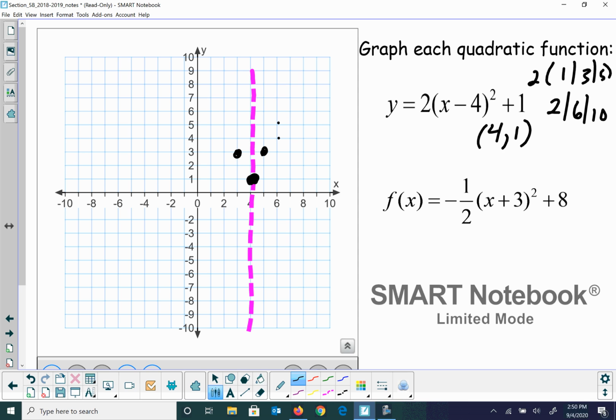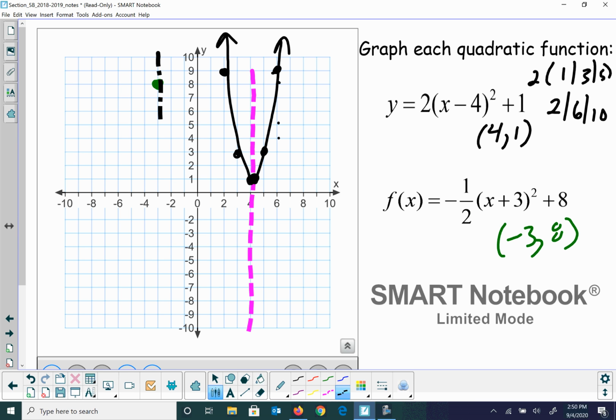right 1, up 6, left 1, up 6. There's my parabola. This next problem, I have a vertex of negative 3, so it goes left 3, up 8. I'm going to go left 3, up 8. I do have that axis of symmetry that's going to come straight down right there.